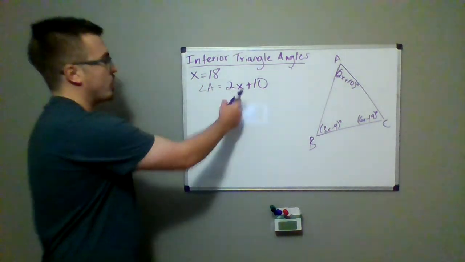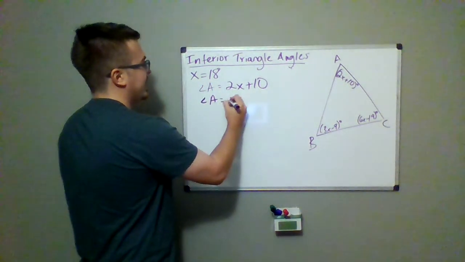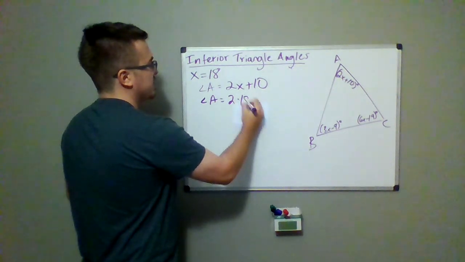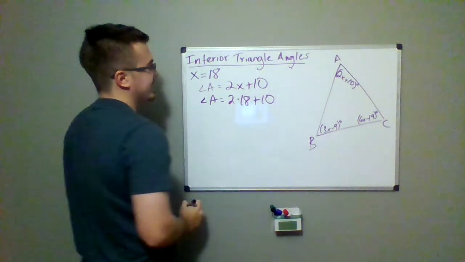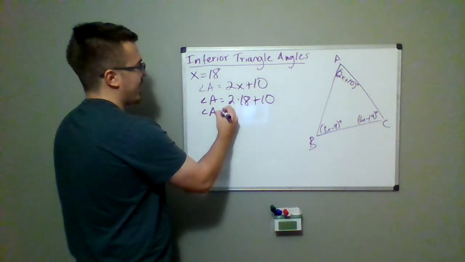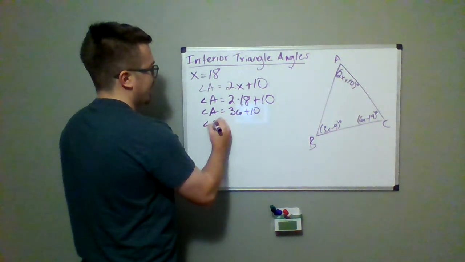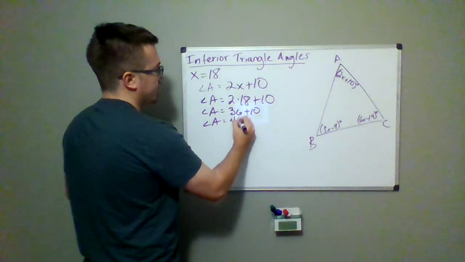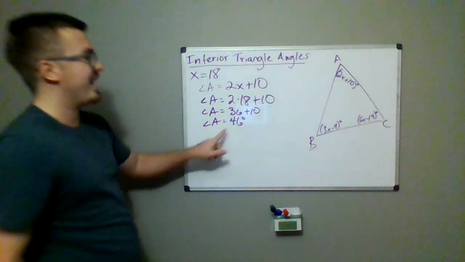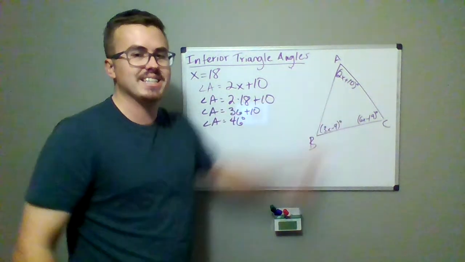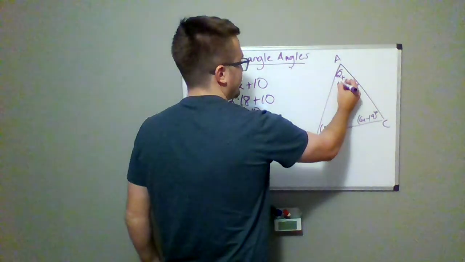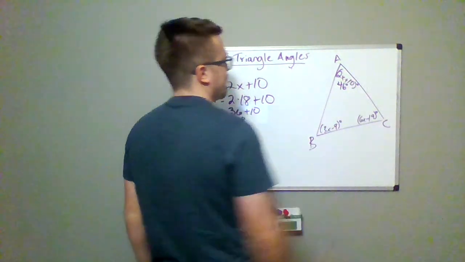Substitute it in for x. So angle A is equal to 2 times 18 plus 10. So angle A is equal to 36 plus 10. So angle A is equal to 46. So angle A is 46 degrees. So I'm going to go ahead and substitute that in, 46 degrees.